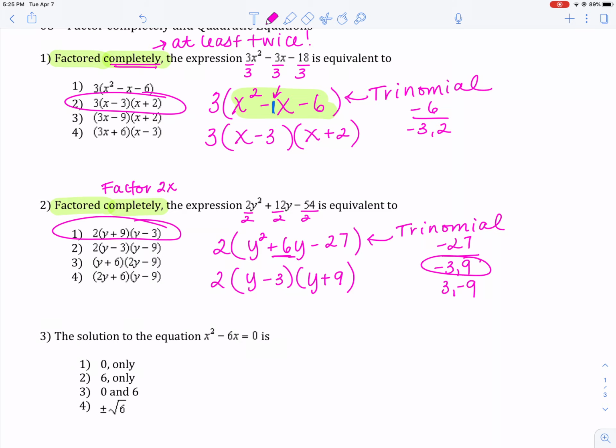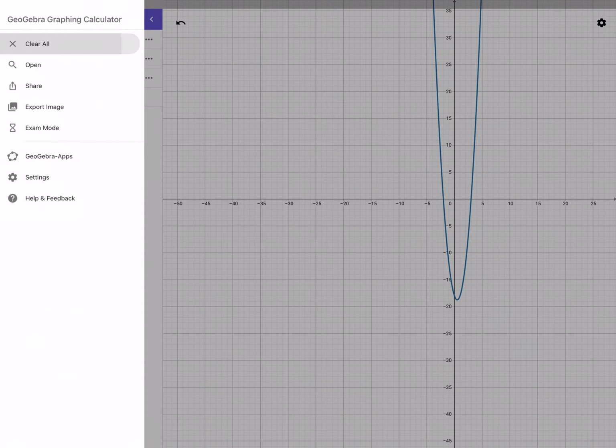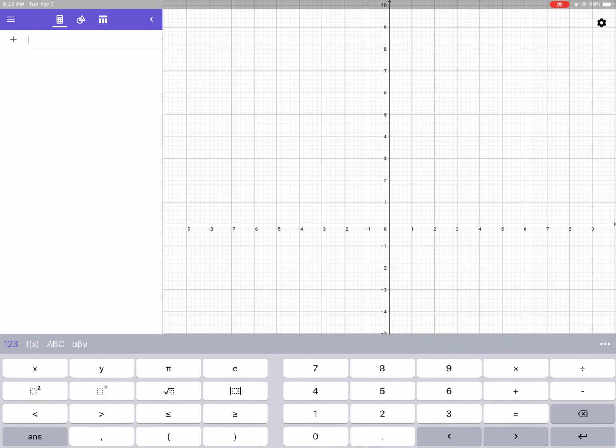So if you notice, if I go back here, and I clear everything out and I write my equation, I'm going to use x instead of y. 2x squared plus 12x minus 54.